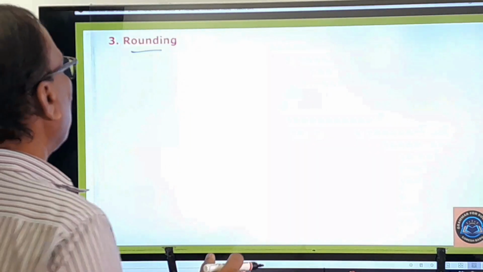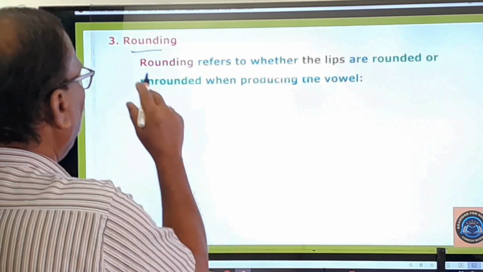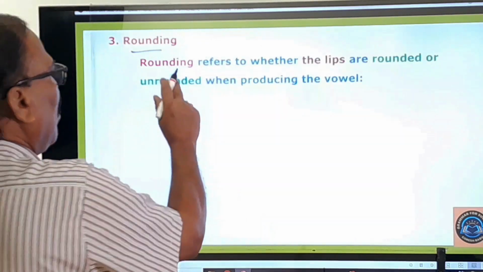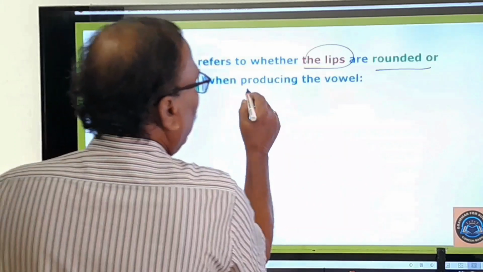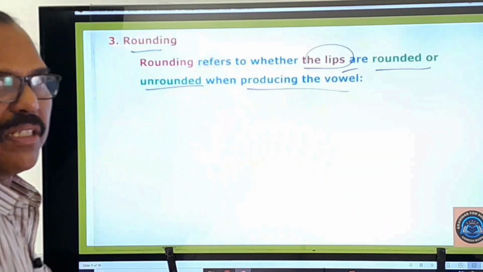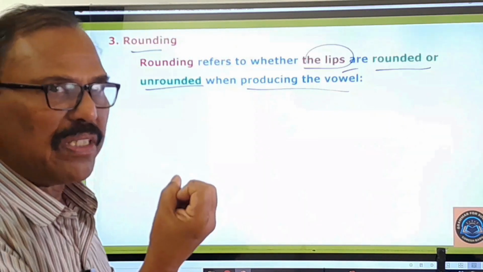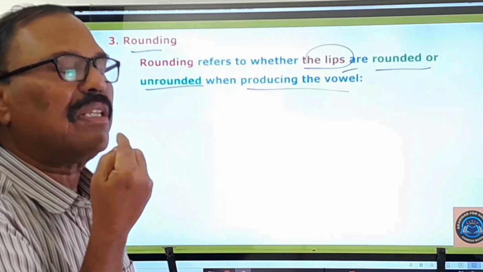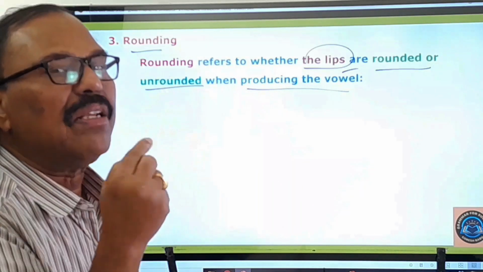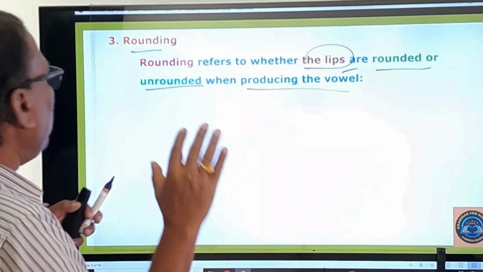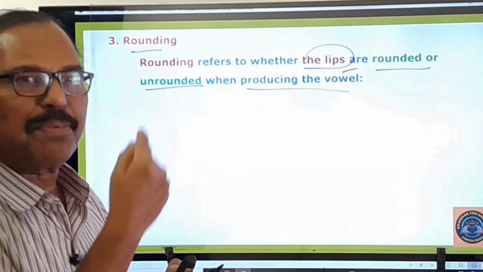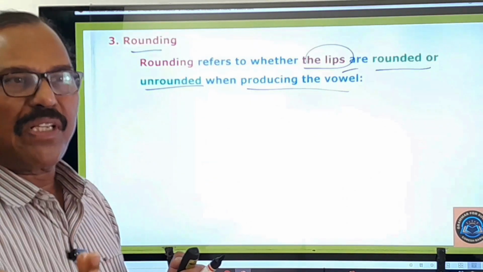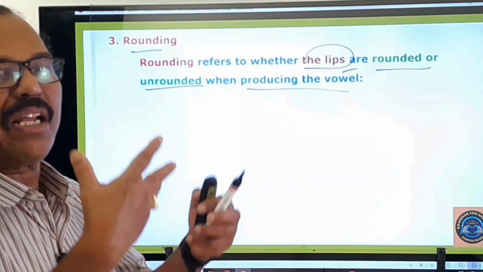So the third one is rounding. Rounding pertains to the lips. Rounding refers to whether the lips are rounded or unrounded when producing the vowels. In the production of some vowels, the lips are rounded. In the production of certain vowels, the lips are not rounded but unrounded.